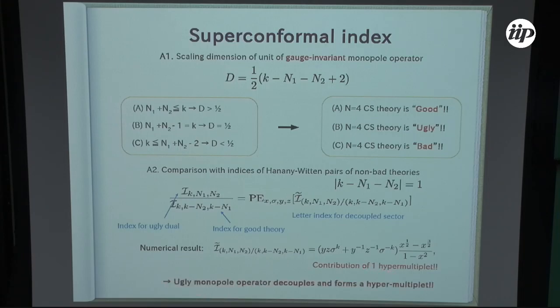And so this suggests that this ugly monopole operator, which saturates the scaling dimension of half, decouples, and this forms a hypermultiplet. Because this half is the unitarity bound of 3D, and saturating this bound suggests that the free hypermultiplet decouples. And this ugly monopole operator accounts for this mismatch. And then this is our result.